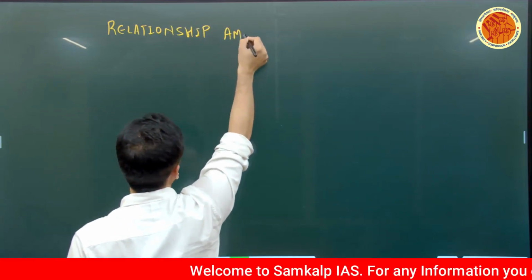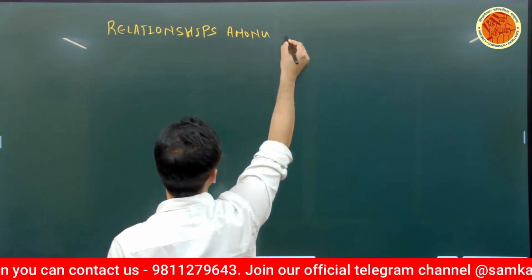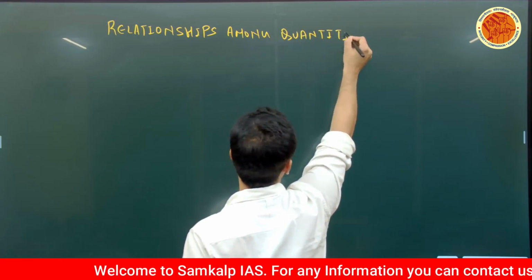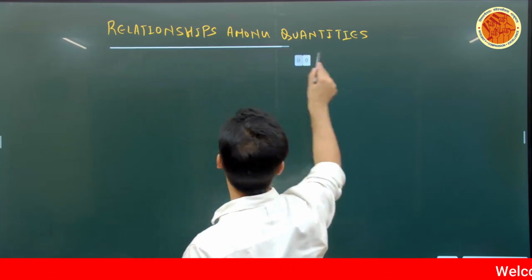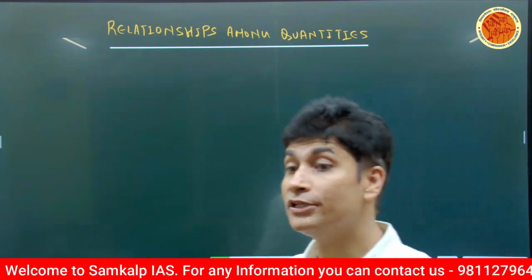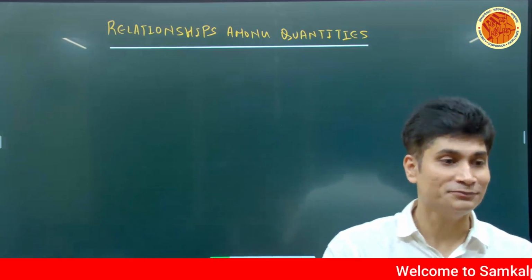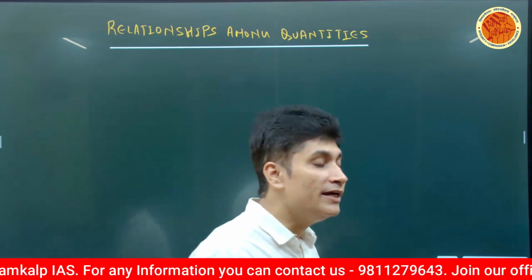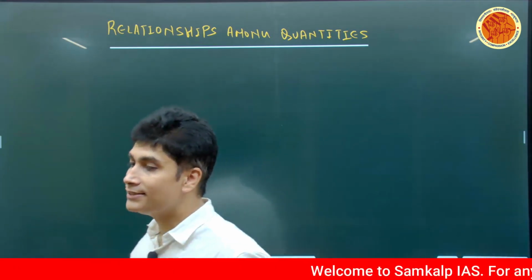Relationship among quantities. We already know quantity. I had already asked you what is quantity. Most students first think about quantity in terms of amount, a certain amount, right? But in mathematics, it is actually something which can be measured. Quantity is something which can be measured.